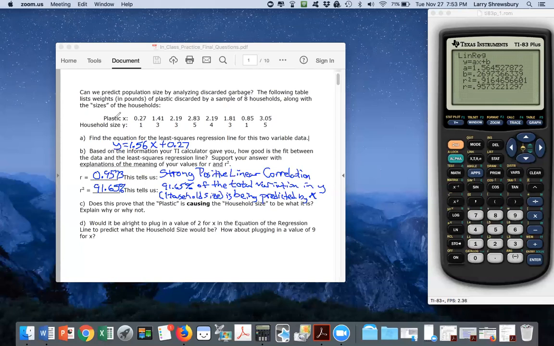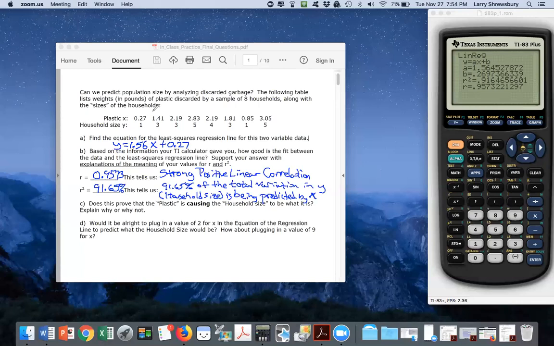As the husband goes out, looks in the garbage can, he says, honey, look at all this garbage in here. We're going to have some more kids. No, probably y is causing x. The more people living there, the more garbage you have. But we're not even going to say that. All we can say is that this is observational data, and you cannot use observational data to prove cause.